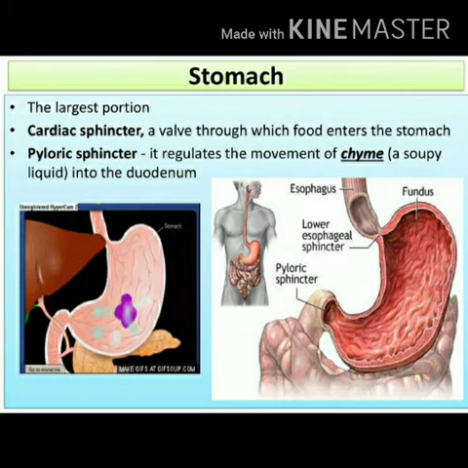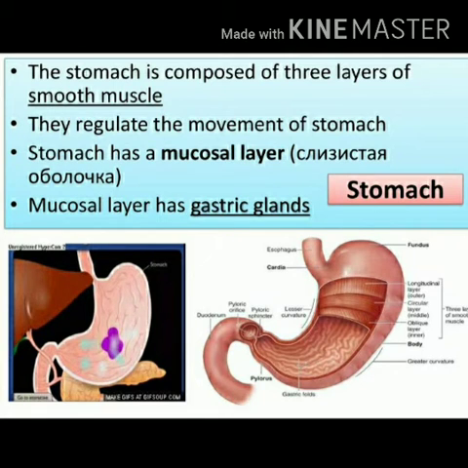Next structure is stomach, that is the largest portion. It is an elongated J-shaped structure. Its lining is guarded by numerous glands that we call digestive glands. The opening of the esophagus into the stomach is guarded by a sphincter that we call cardiac sphincter. The food which is digested in the stomach with the help of enzymes, now that food name is chyme. And when this chyme enters into the small intestine, that is guarded by a pyloric sphincter.